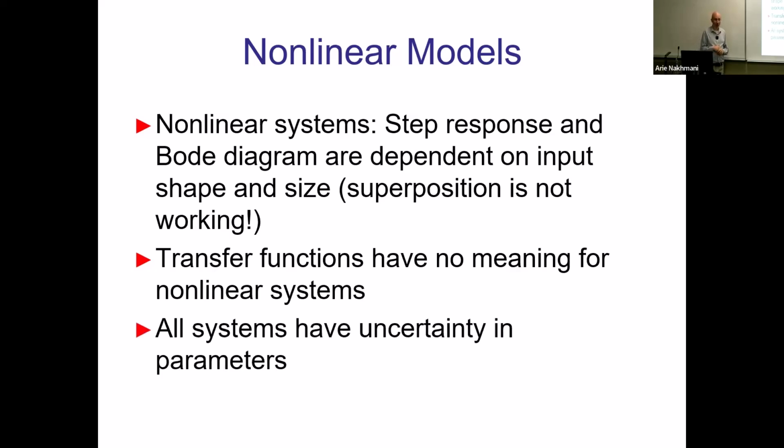And all systems have uncertainty in parameters, which we ignored so far, and this is what robust control theory solves. Okay? How to deal with uncertainty in parameters where you don't know the parameters exactly, and you cannot even assume that they are known. Any questions?